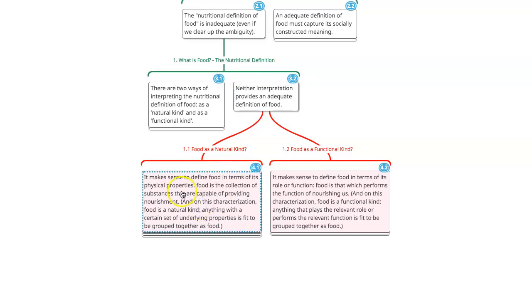So I also color-coded in red anything that Plakias only considered hypothetically as the kind of thing one might claim or argue, which she ultimately rejected and didn't accept. Okay, so one might say, and this comes from food as a natural kind, that it makes sense to define food in terms of its physical properties. Food is the collection of substances that are capable of providing nourishment. And on this characterization, food is a natural kind. Anything with a certain set of underlying properties is fit to be grouped together as food.